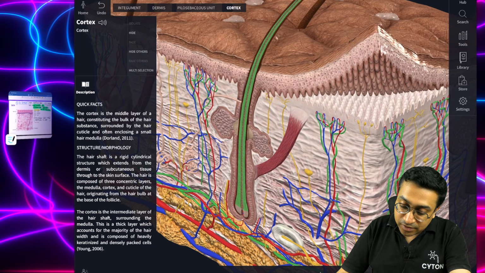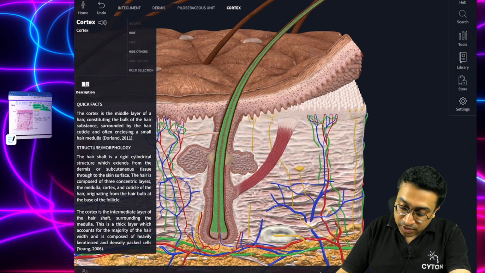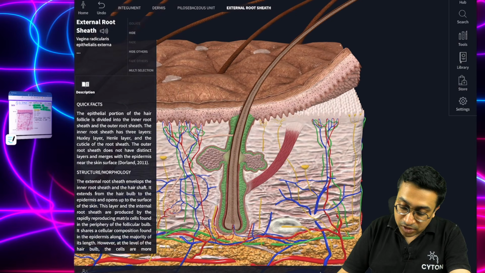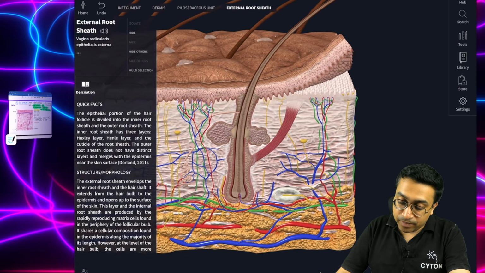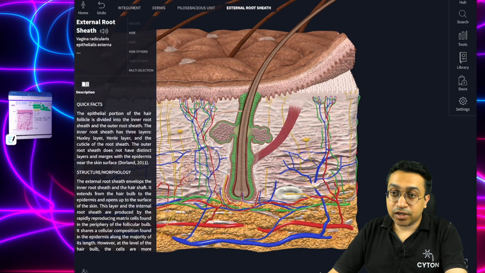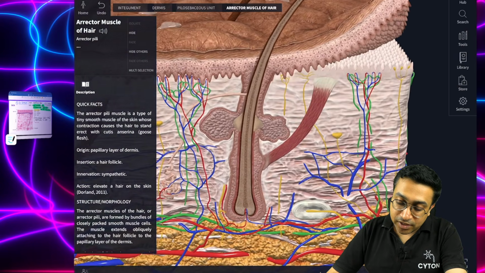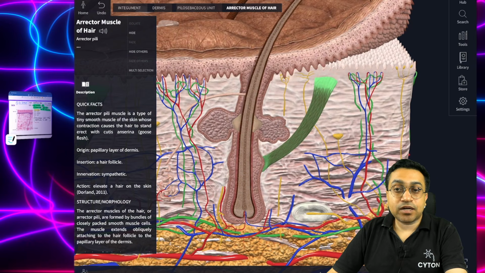Then you can see this is the cortex with the hair follicle. Actually they have shown the hair follicle. So this one, external root sheath, if you can see here. I hope it is clearly visible. And you can see the muscle attached to it, that is the hair follicle attached, that is the erector pili muscle.